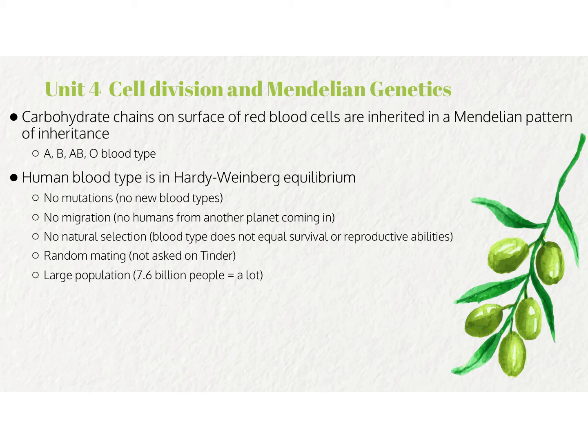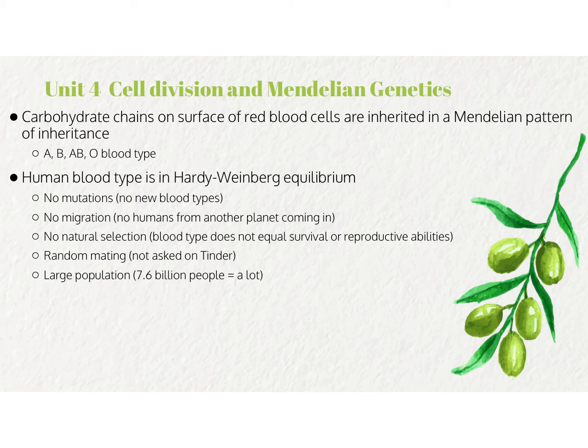Now, with the AB blood typing, this is also an example of codominance. And with codominance, what happens is if a person inherits the genes for both the A and the B type chain, they will have both chains in their red blood cells.